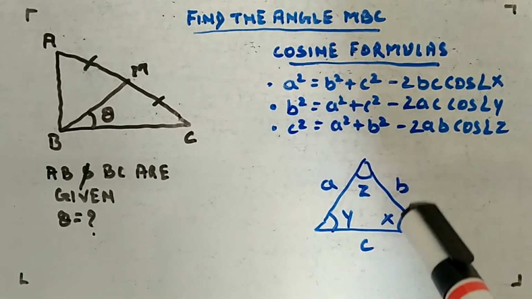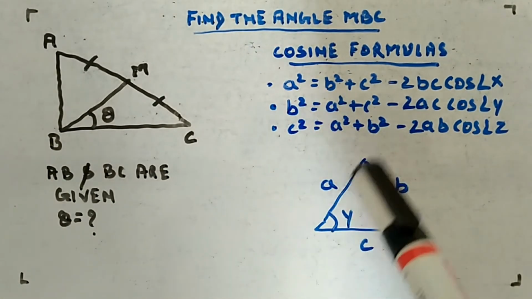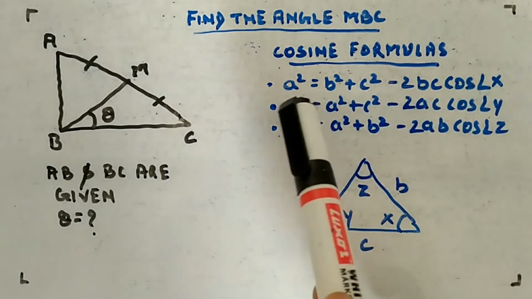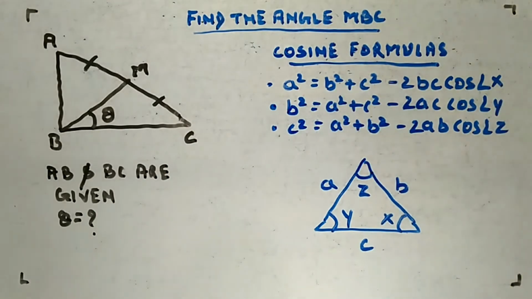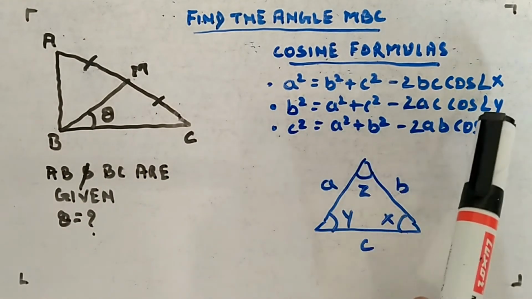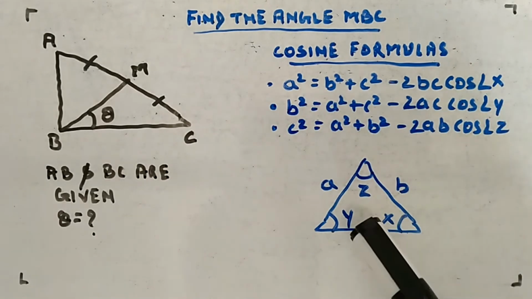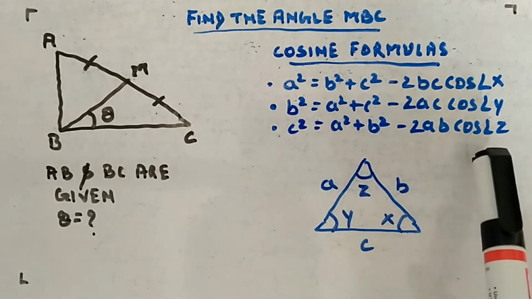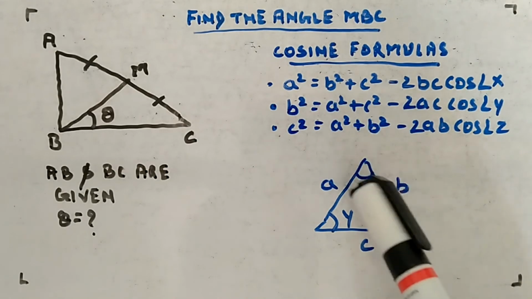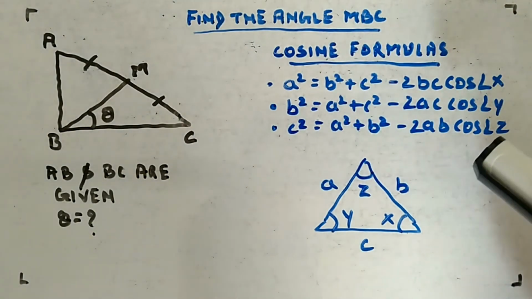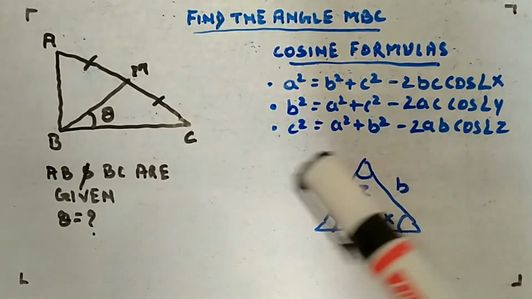So if you have to relate X with side A, you can see B squared plus C squared minus 2BC cos angle X. So you can see the sides A, B, C are related to the angle X. Similarly, you can relate the angles Y and Z as well. B squared is equal to A squared plus C squared minus 2AC cos angle Y. In this way you can relate angle Y with A, B, C. Similarly, C squared is equal to A squared plus B squared minus 2AB cos angle Z. Means you can relate angle Z with all the sides. That is how you can relate the sides with the angle. So this concept I'll be using here.